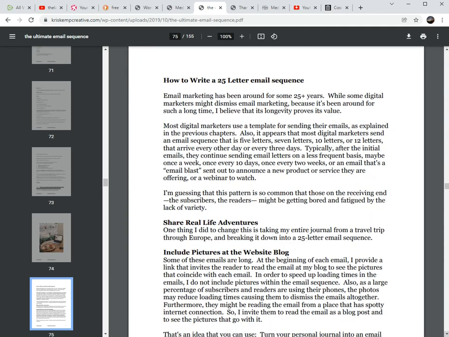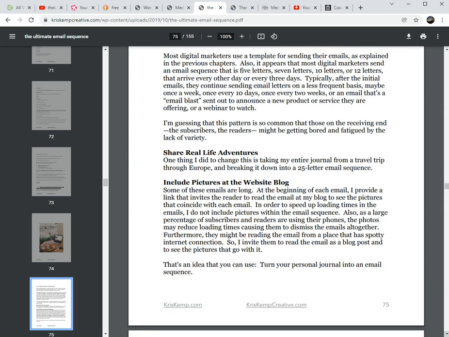So on page 75 of the Ultimate Email Marketing Sequence Template Blueprint, I share how you can write a 25-letter email sequence. So this is basically a very long form email sequence, email campaign. And within it, you're going to be going in depth of a story that happened to you. You're kind of sharing your journal with your email subscribers.